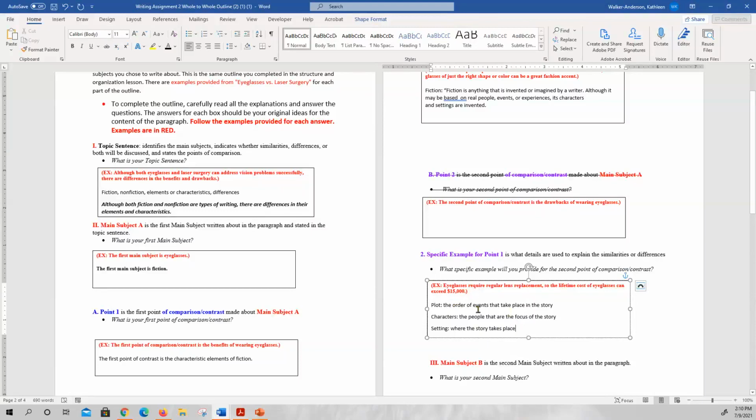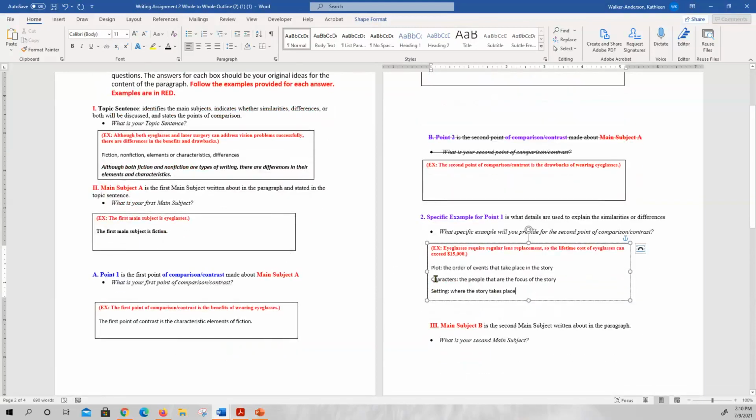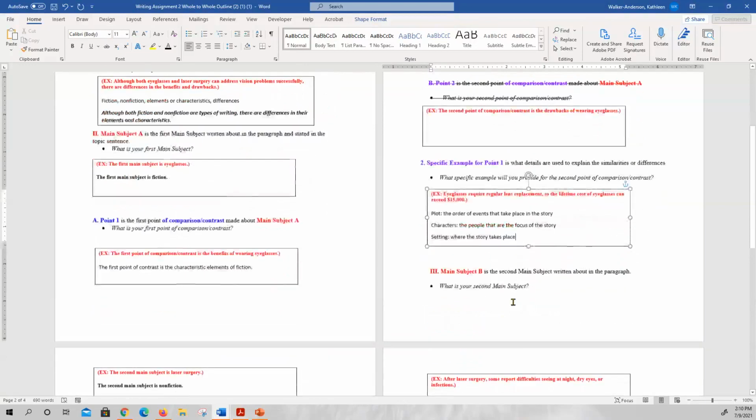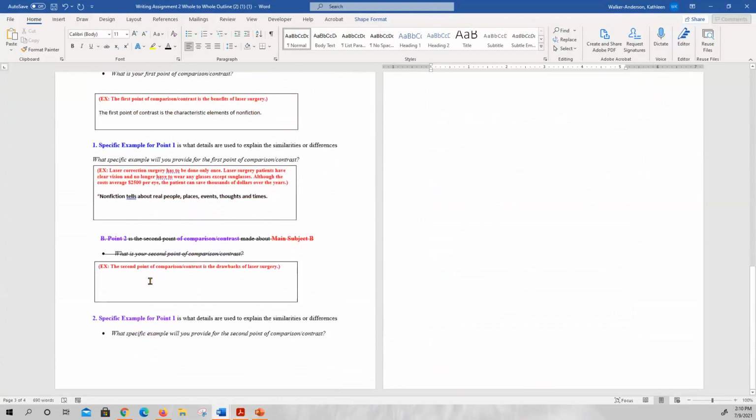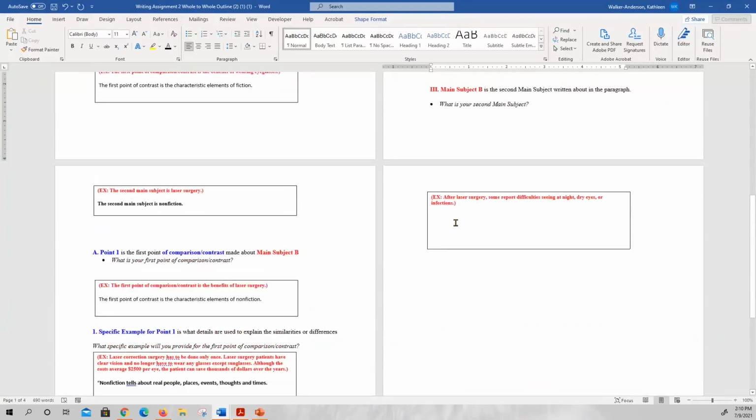In nonfiction, there are not characters. It could be about people, it could be about places, it could be about things. But it is based on not characters and setting, but main ideas and supporting details. So that's what I'm going to put for my next example for my second main subject, which is nonfiction. So I'm going to do main ideas, supporting details.